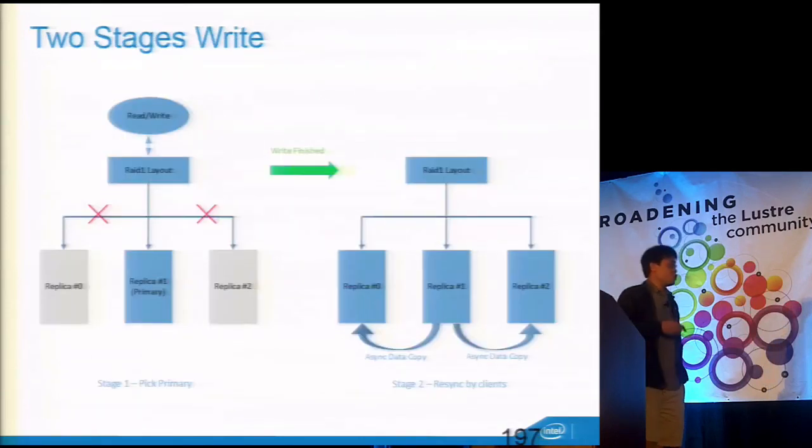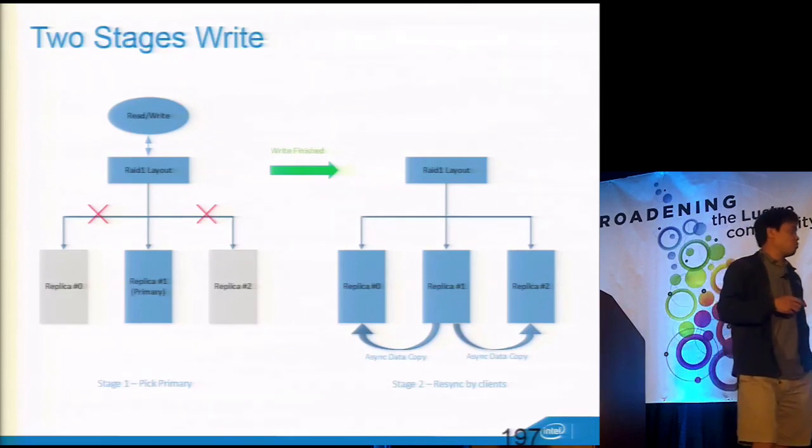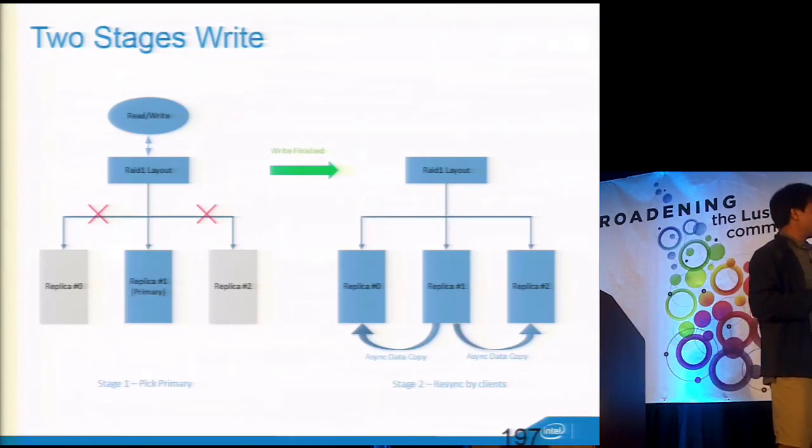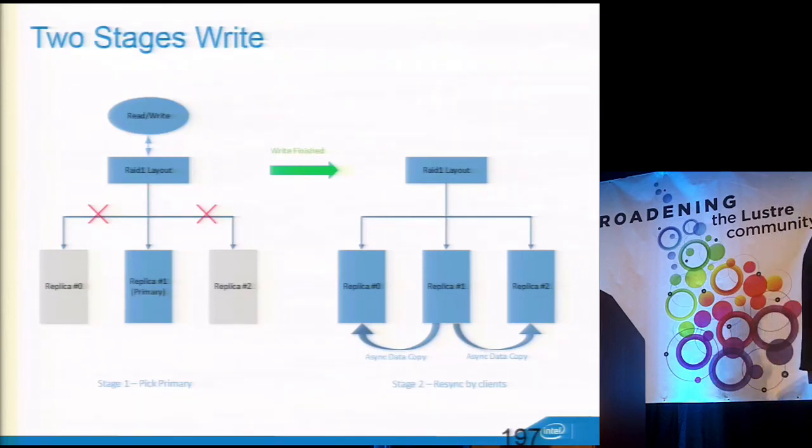Okay, so this is a diagram for two-stage write. The picture on the left shows a read-write request, and we have a read-one layout. For this specific file, it has 3 replicas, and replica 1 is picked as the primary, and replica 0 and 2 are marked as invalid. So read RPCs cannot go to replica 0 and 2.